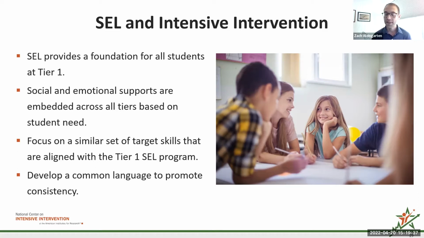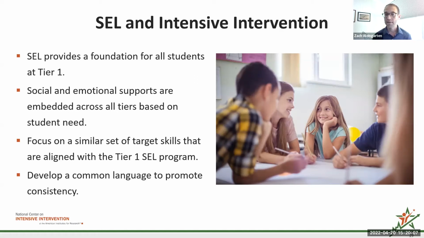And if you think about SEL as improving the relationships that students have with their teachers and with their peers, this sort of school-wide approach to SEL really can benefit students with intensive needs by improving the conditions in the school overall for all students. And so students with intensive needs really do benefit when this kind of school-wide approach to SEL is implemented.